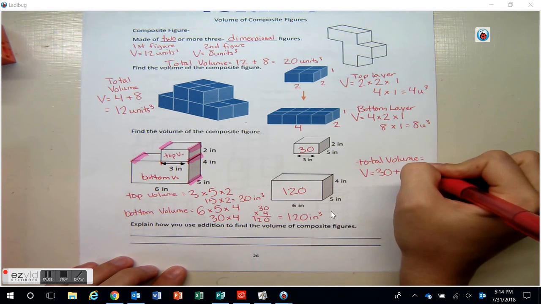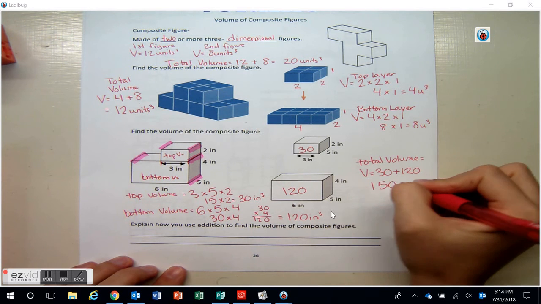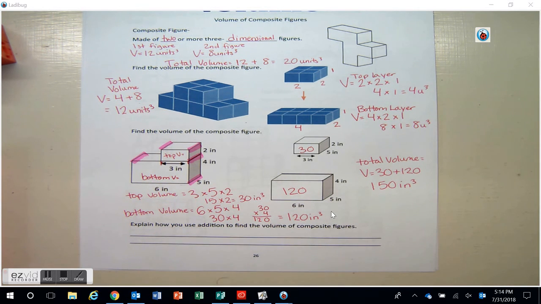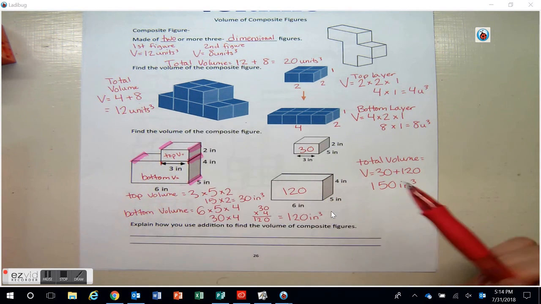So again, we're going to find that total volume. This one has a volume of 30. This one has a volume of 120. So I'm going to add these together to get my composite or combined volume of 150 inches cubed.